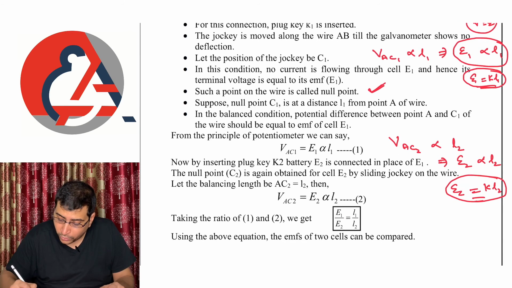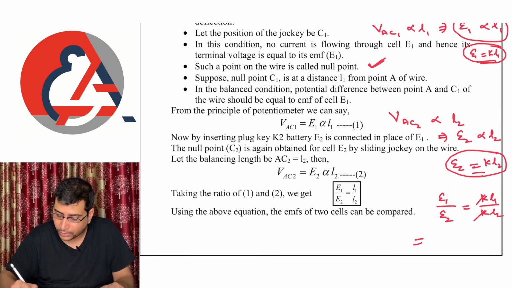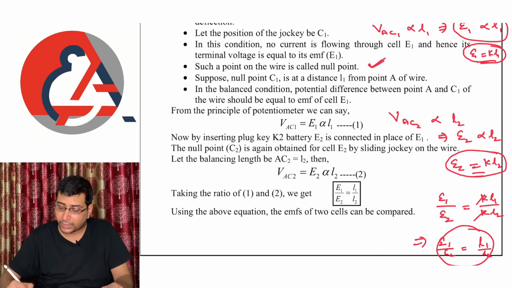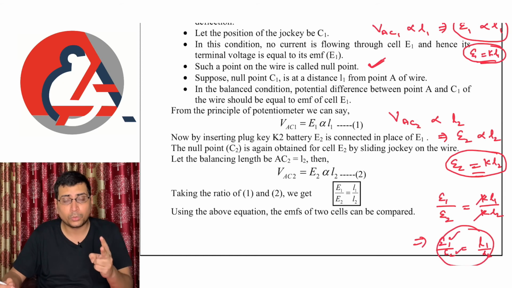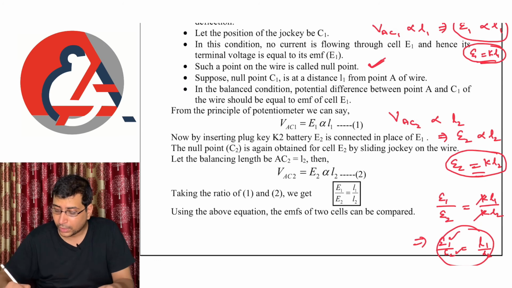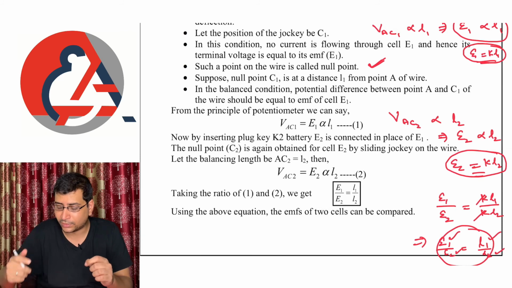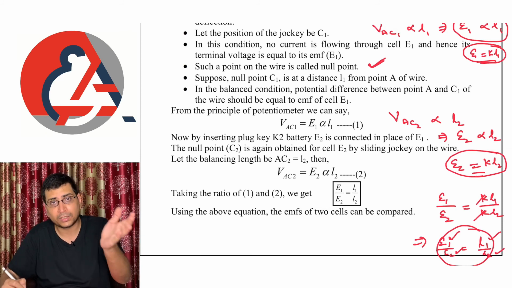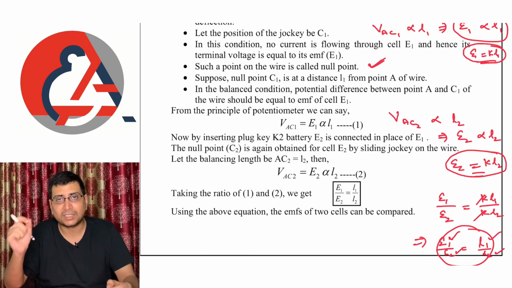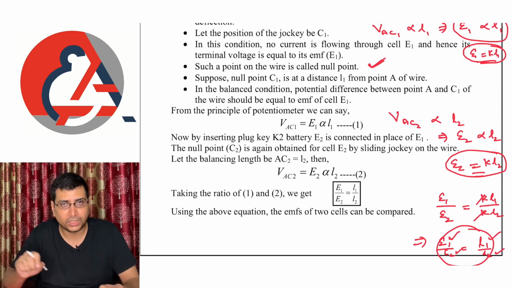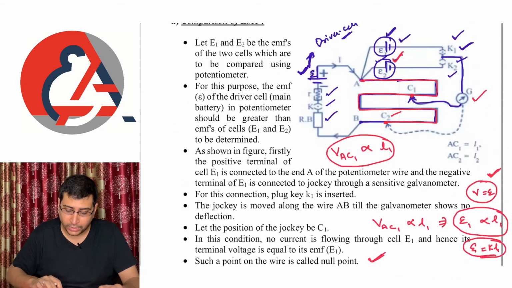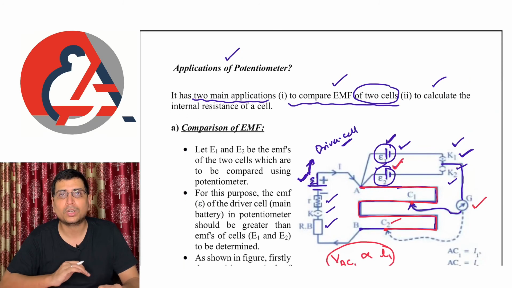Then when we divide both the expressions, we get E1 by E2 is equal to K times L1 divided by K times L2. K and K will get cancelled. From this we can conclude that E1 by E2 is equal to L1 by L2. This means we are trying to compare the EMF of two unknown cells by using the principle of potentiometer, since it is easy for us to calculate the distances. So EMFs are compared in proportion with the lengths, the balancing lengths that we get as the output by moving the jockey. So this is all about the comparison of EMF of two unknown cells.